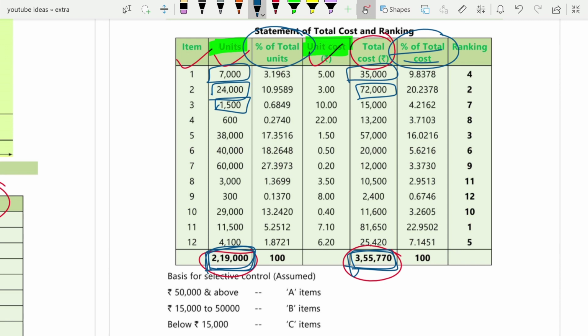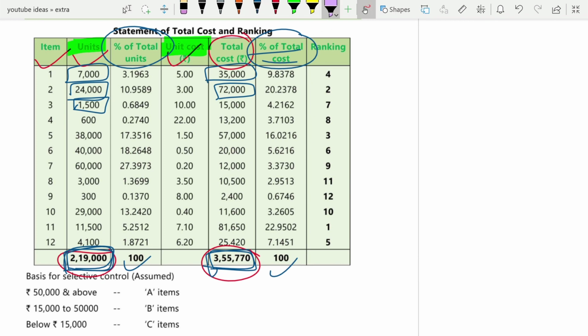So once you have found out both of these, finally the most important step you have to do is known as ranking. So you have to rank, who is first place, who is second place, who is third place. Which item is in which place, you have to rank. How are you going to rank it? Based on the percentage of total cost you are going to rank. Based on this column, you have to rank. How will you rank 1, 2, 3? Whichever percentage is the highest will be rank number 1. So here 22% is the highest, so it is rank number 1. Next is 20%, so it is rank number 2.